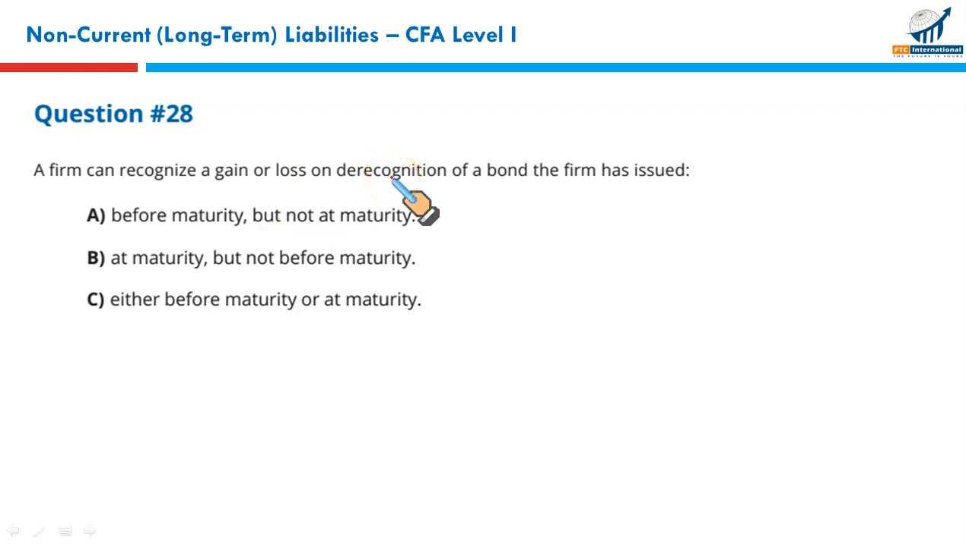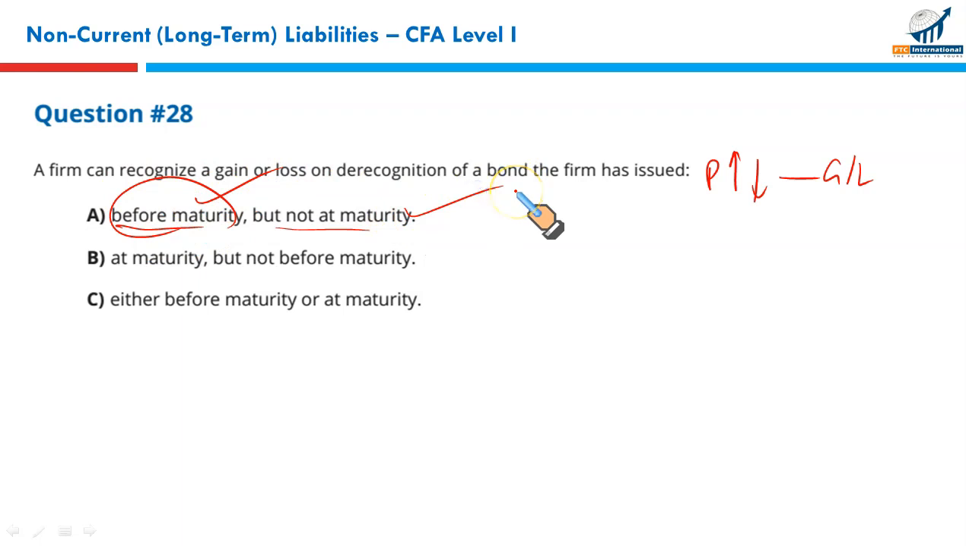Remember, if a firm redeems a bond before maturity at a price that is different than the carrying value of the bond, then the firm may recognize a gain or loss, the difference between the carrying value and the redemption value. So it will happen before maturity, but not at maturity. Why? Because at maturity the carrying value, or the book value, of the bond is equal to the face value of the bond. So therefore the firm does not experience a gain or loss. At maturity the redemption value is the same as the face value. So that makes A the correct option.